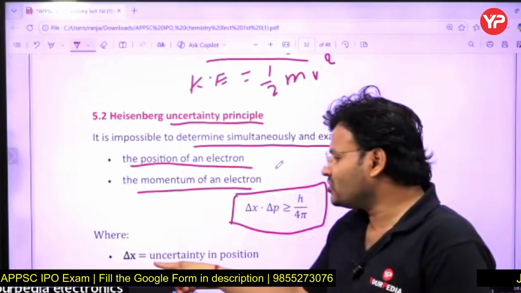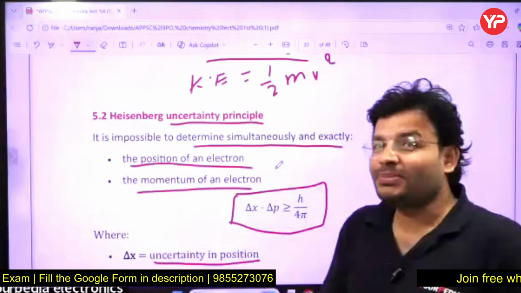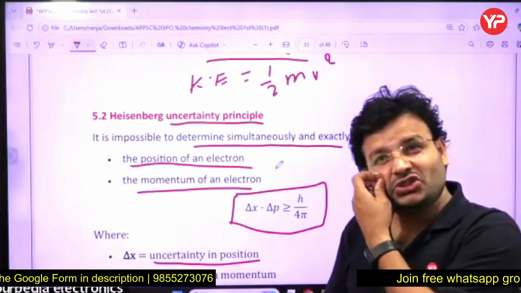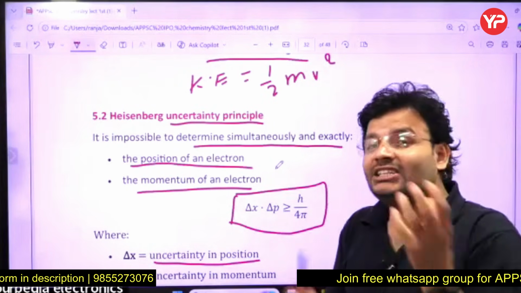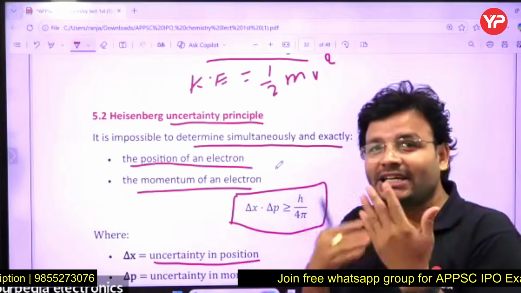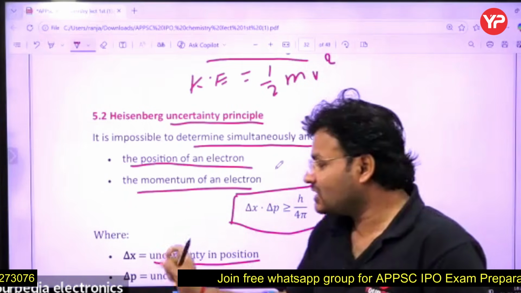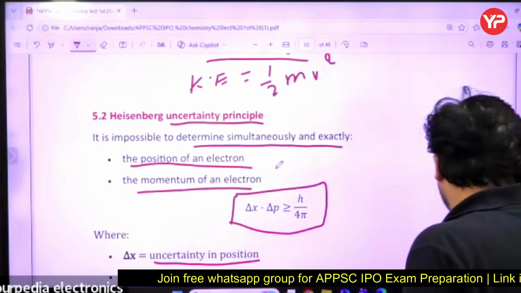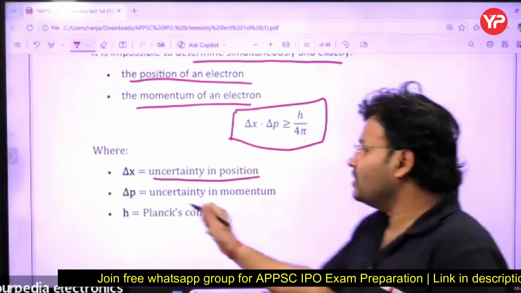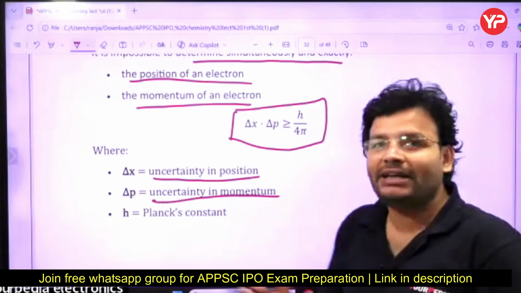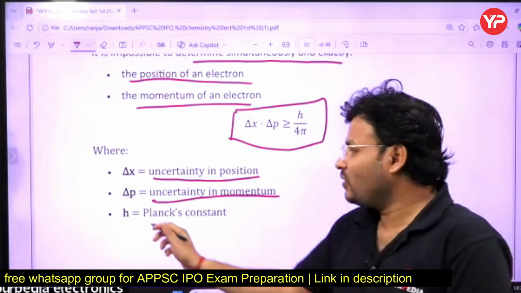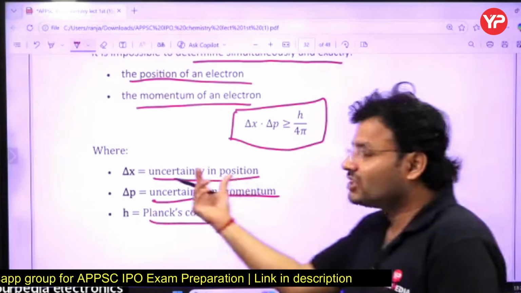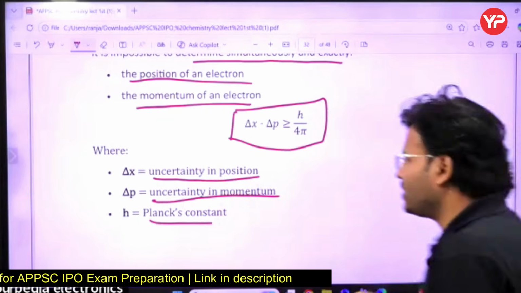What is delta x? Delta x is the uncertainty in the position, because, as you have just discussed, their position is not fixed, I will get only a probability. So delta x is uncertainty in the position. Delta p is uncertainty in the momentum. h is Planck's constant.